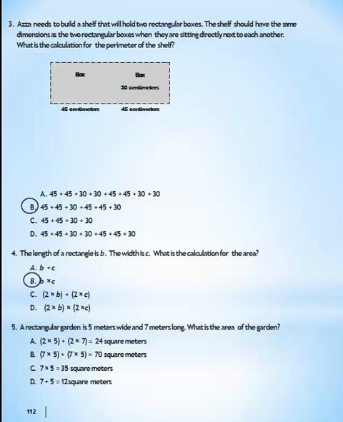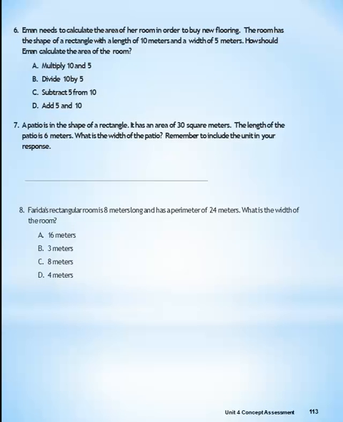A rectangular garden is 5 meters wide and 7 meters long. What is the area? The area means length times width. It will be 7 times 5 equals 35 square meters.